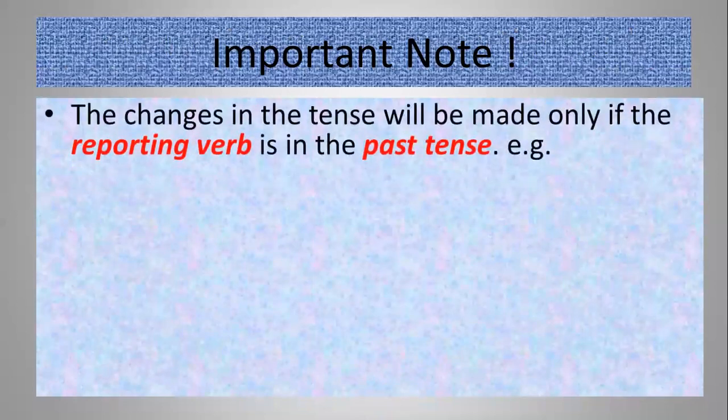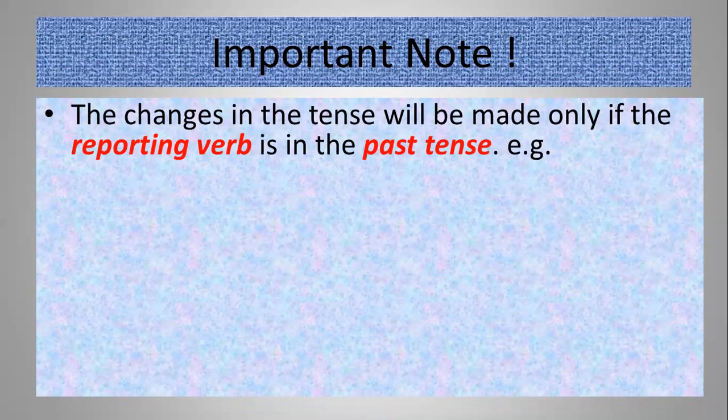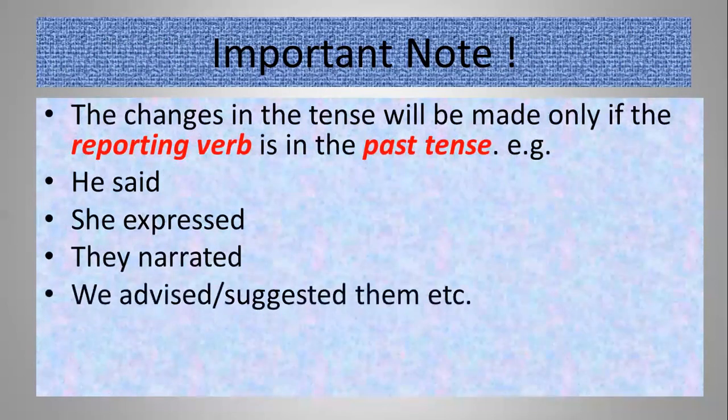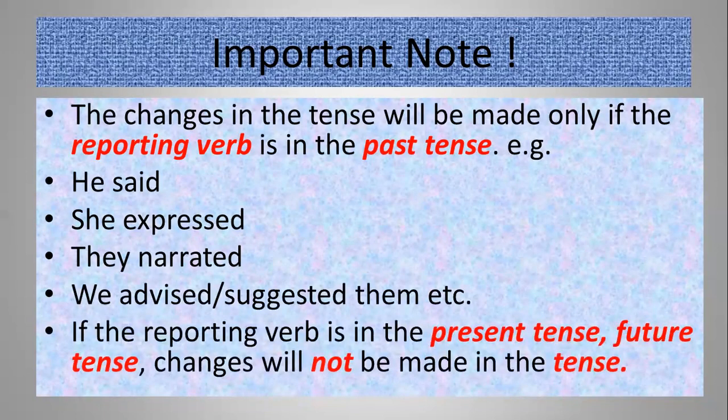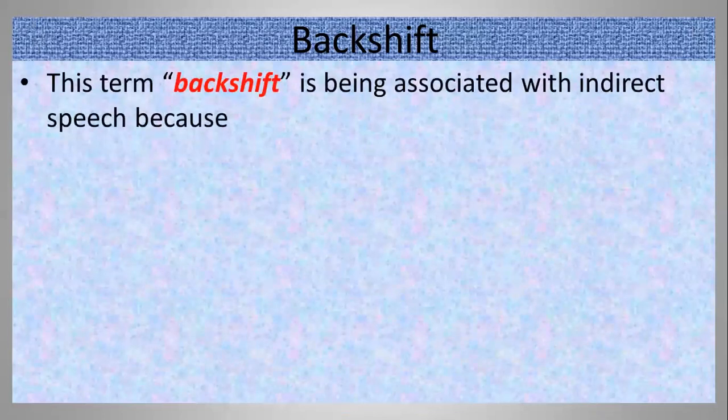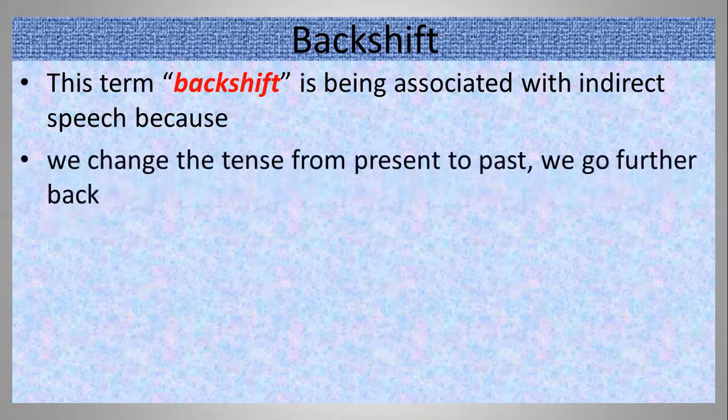A very important note, viewers. The changes in the tense will be made only if the reporting verb is in the past tense. For example, he said, she expressed, they narrated, we advised or suggested them, etc. And if the reporting verb is in the present tense or the future tense, changes will not be made in the tense. Backshift. What is backshift? This term backshift is being associated with indirect speech because we change the tense from present to past and we go further back.